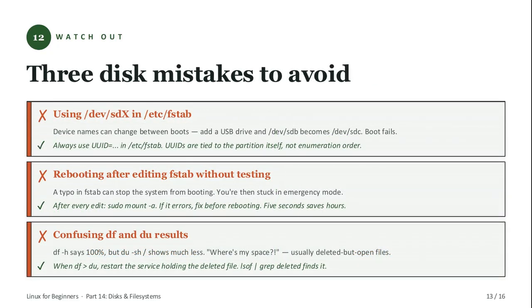Now, before you go off and start editing fstab yourself, let me save you some pain with 3 classic mistakes. First, never use /dev/sdX names in fstab. They can shuffle between boots, and suddenly your system won't boot. Use UUIDs instead. They're glued to the partition itself. Second, always run sudo mount -a after editing fstab. If there's a typo, you'll know immediately, instead of discovering it in emergency mode at 2 a.m.